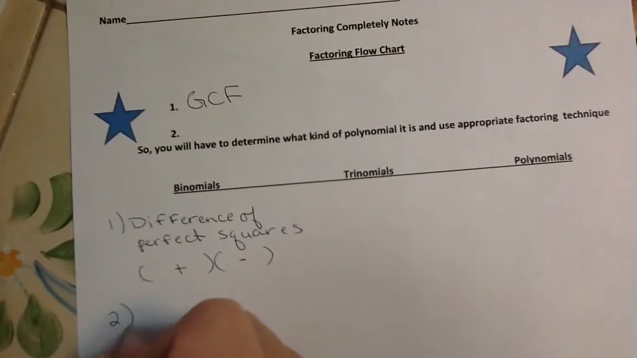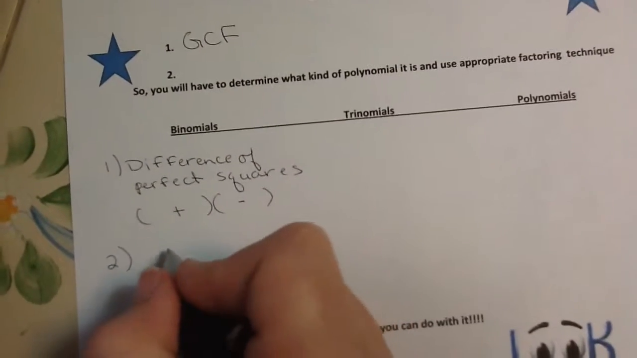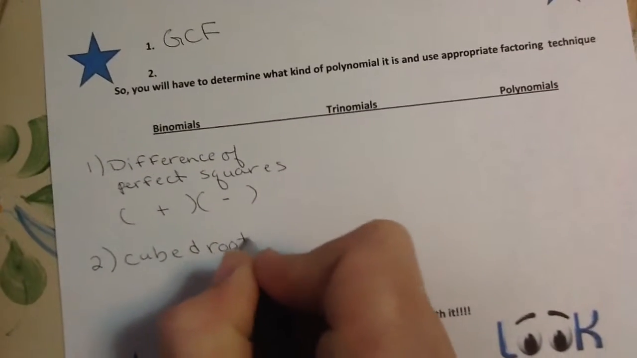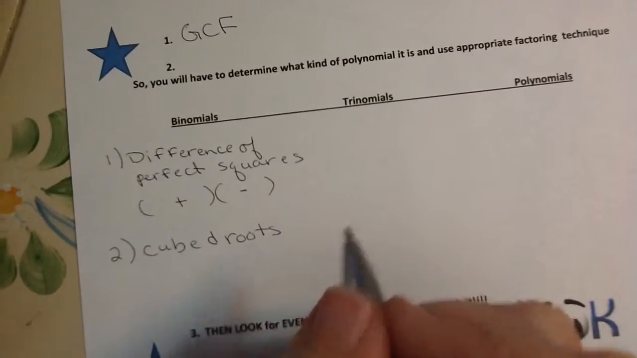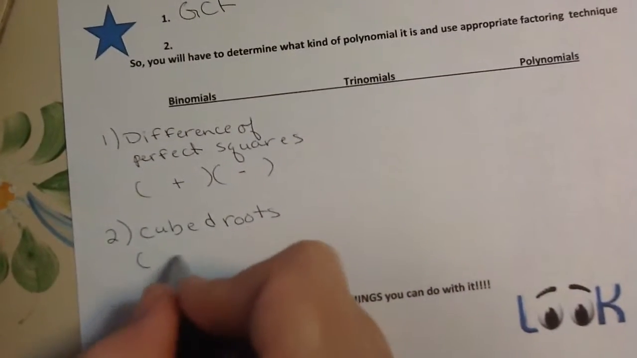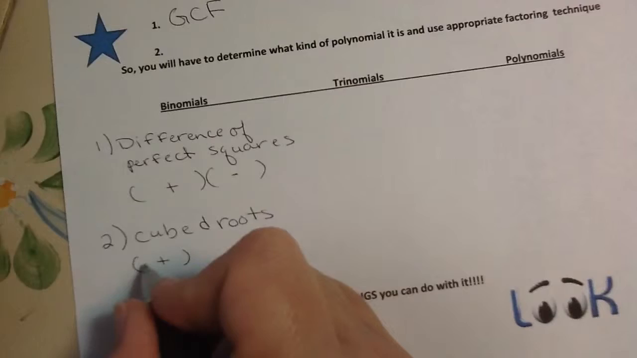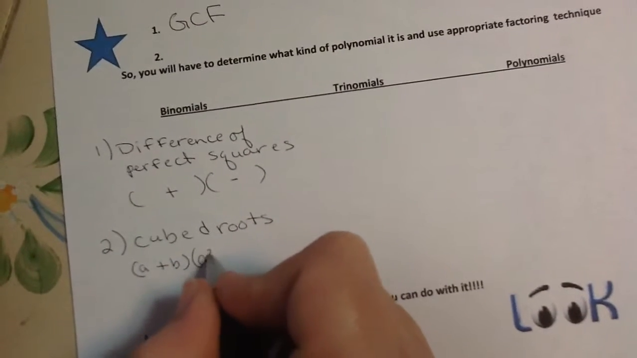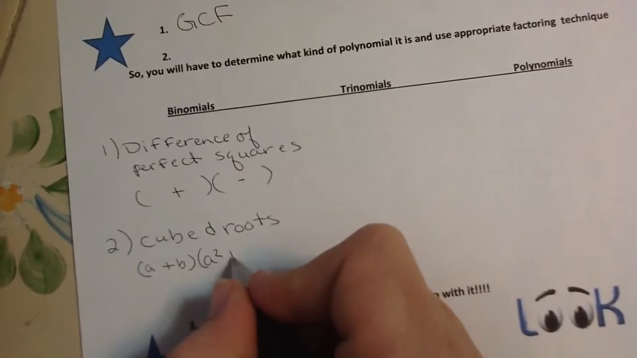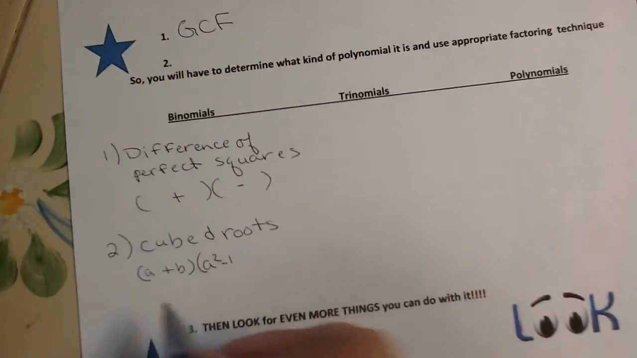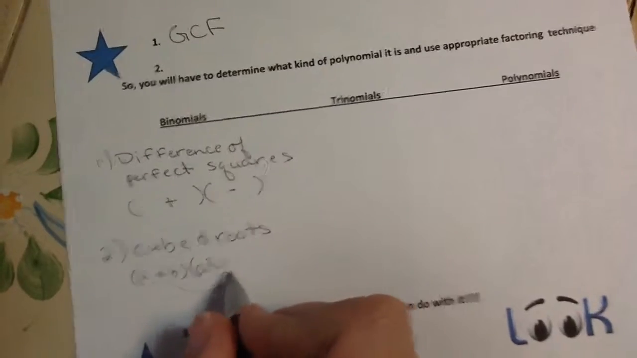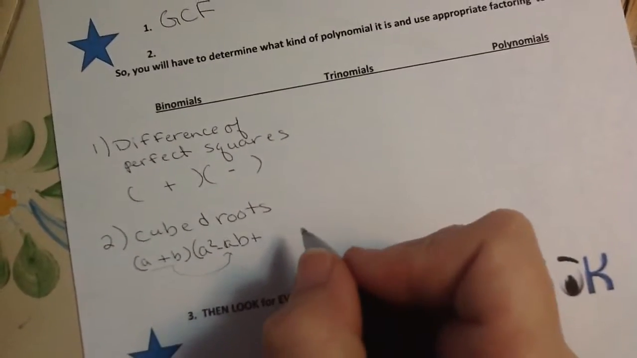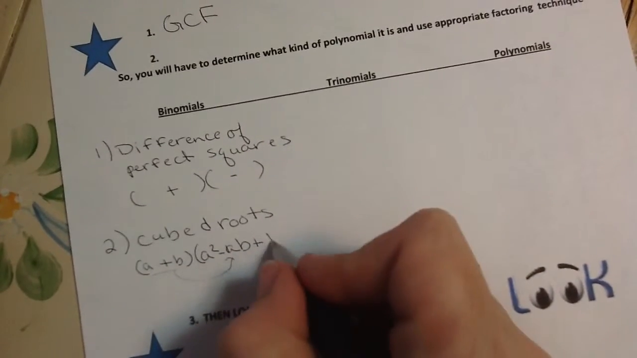The second type of binomials is cubed roots, and there were two rules we followed with that. If it's addition, we'll say that's A, that's B, then that's A squared. Opposite sign, so that's a subtraction. These two carry over to here, so AB. Always positive, and it's the second squared.